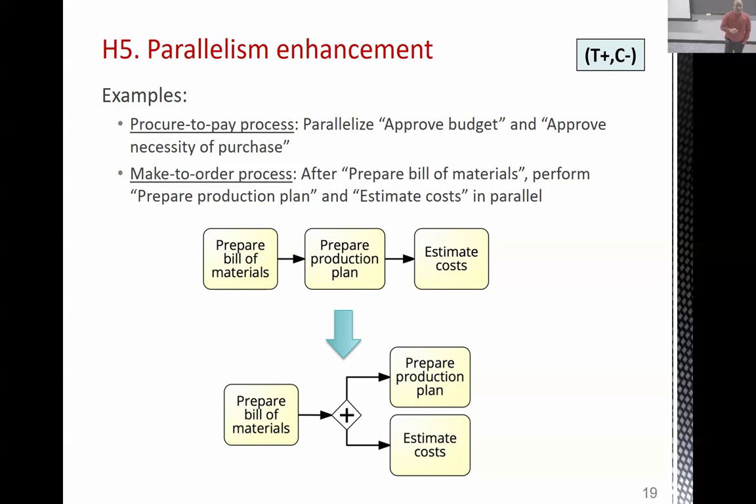How can that happen? Well, if before you did approve necessity of purchase first, and then you did approve budget second, then approve budget was only executed for 80% of the tasks, because 20% of the cases were eliminated by the first approval. Whereas if you do them in parallel, you have to perform both tasks. And performing two tasks is more effort and therefore takes more resource cost than performing only the first task, because the second is not needed.